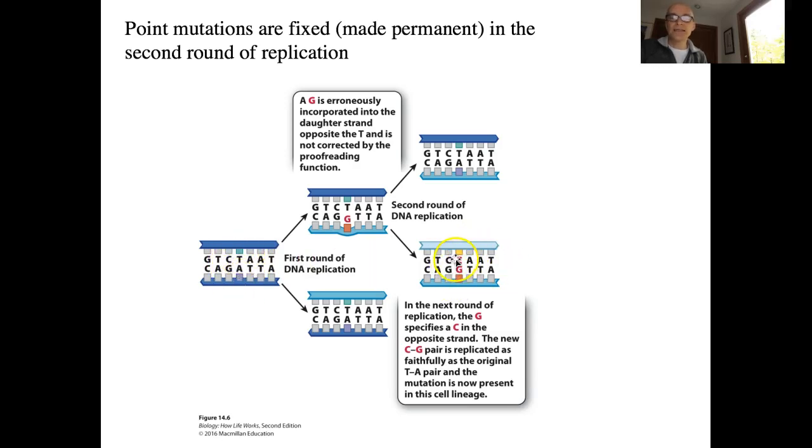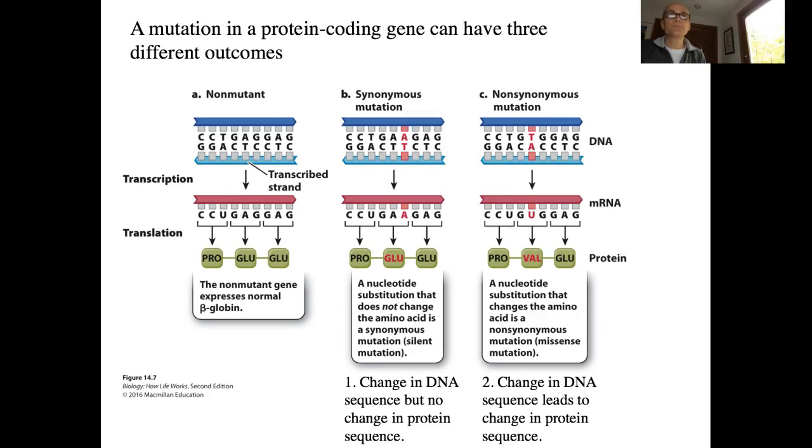That is called the fixation of a mutation, but that would require 2 rounds of replication. So during that time, there's time for repair. We'll talk a little bit about repair mechanisms at the end of the lecture. So let's first see what kind of mutations can arise and what their consequences may be.